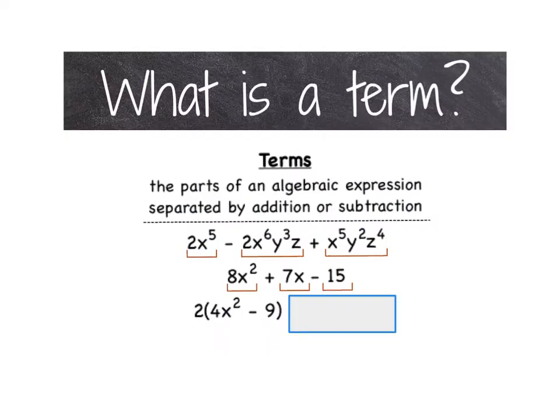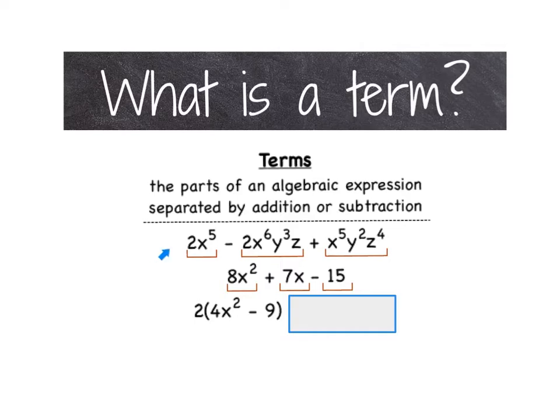So you might ask yourself, well, what's a term? A term is a part of the expression. It could be a number by itself. It could be a variable by itself. It could be several variables pushed together, like you see right here, with a number in front of it, which is, by the way, called a coefficient.